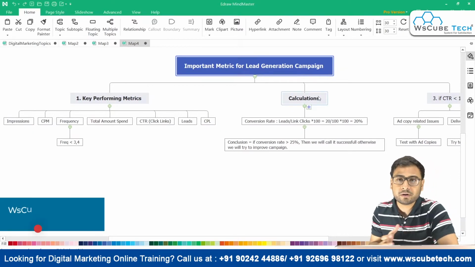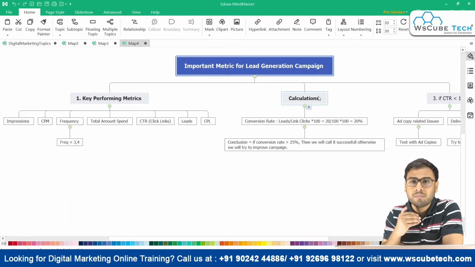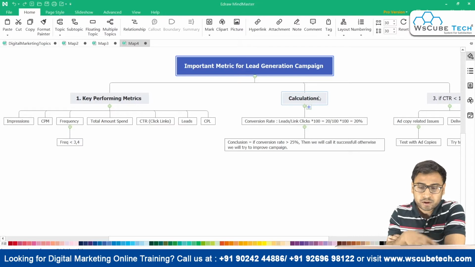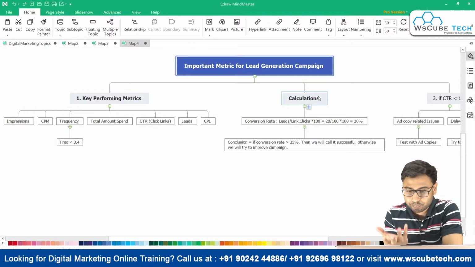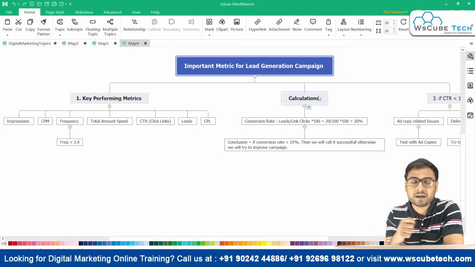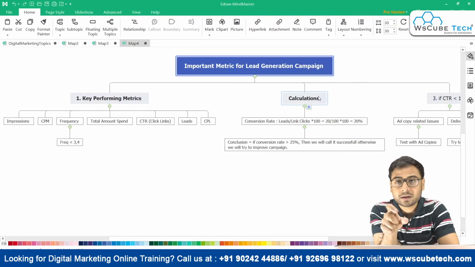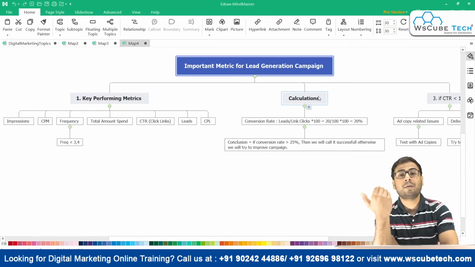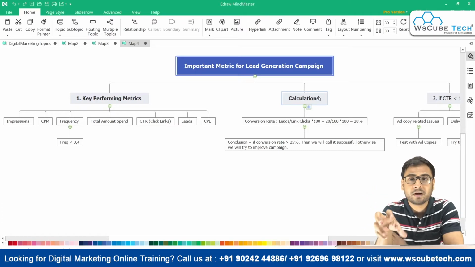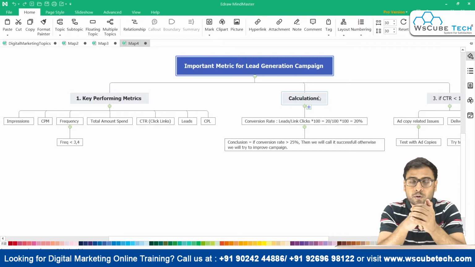We also have some calculation related settings here. Suppose you want to calculate the conversion rate, because when you run a lead generation campaign, you get leads through your lead form, and you will be converting those leads. It is important how many leads you actually got and how many conversions you made. So you have to calculate the conversion rate, and based on it, make sure whether you are making a profit or not, or what kind of profit you are making.